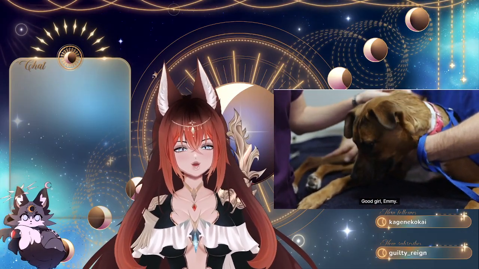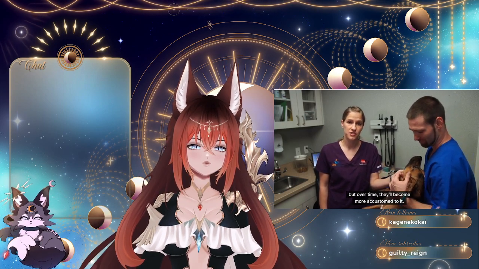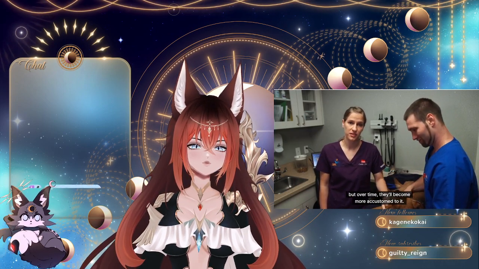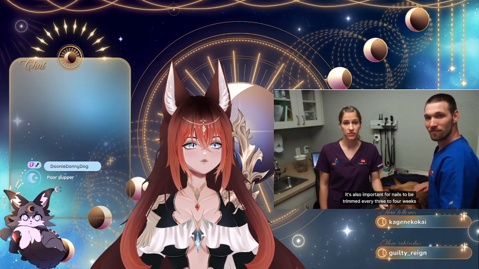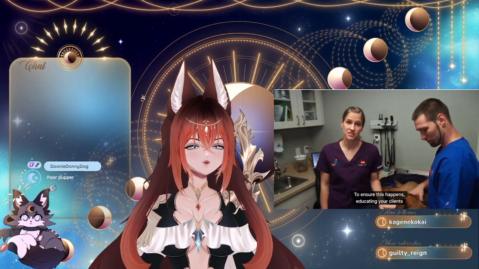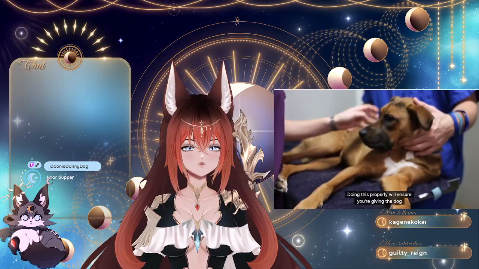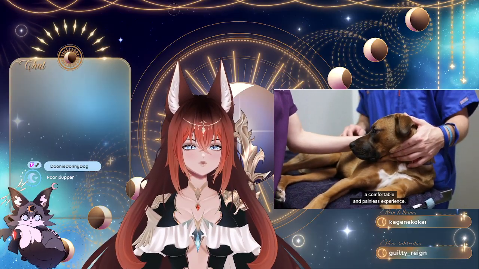Good girl, Emmy. Beautiful. Many dogs find this to be an uncomfortable experience at first, but over time they'll become more accustomed to it. It's also important for nails to be trimmed every 3 to 4 weeks to maintain the proper length. To ensure this happens, educating your clients and supplying the proper tools will be very helpful for the pet. Doing this properly will ensure you are giving the dog a comfortable and painless experience.